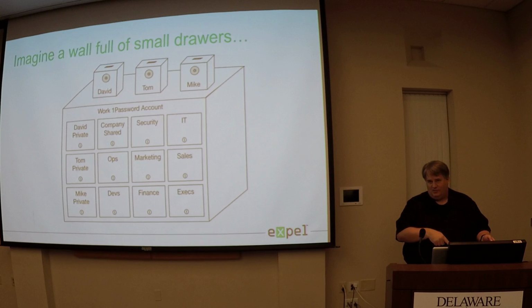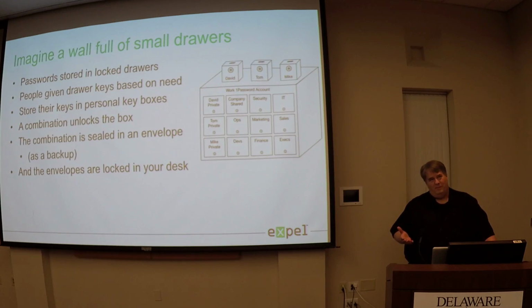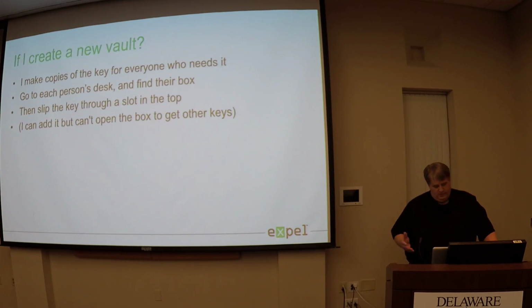Now you've given them access to this drawer, but you haven't had to do anything other than just drop it through the slot. Then your coworkers can unlock the combination, get out the key, turn the key, open the drawer, and now they get access to the passwords. And let's say you also want to make sure you don't forget the combination. You write the combination down on a piece of paper, seal that in an envelope, stick that in the desk, and lock the desk. Now you've got a backup as well. So create a new vault. Again, you make a copy, go around, slip in all the keys.